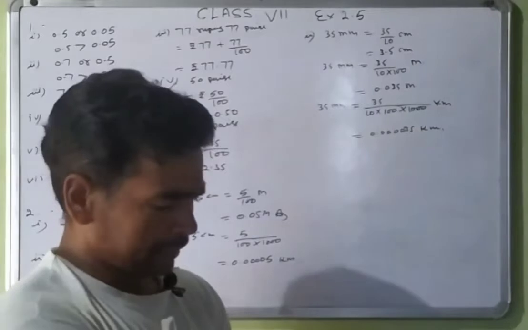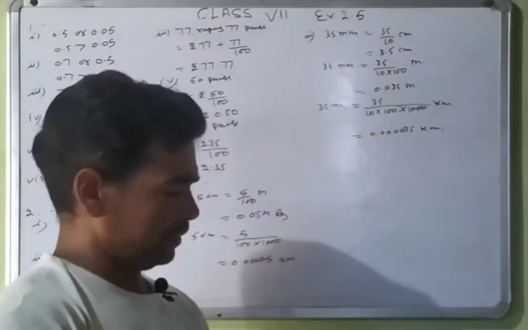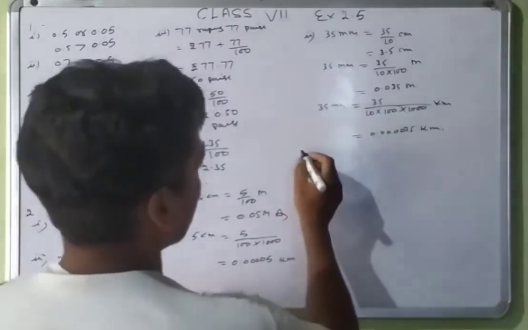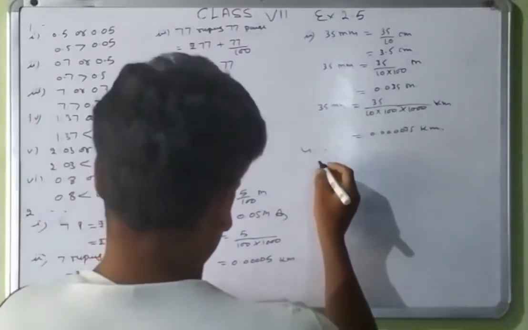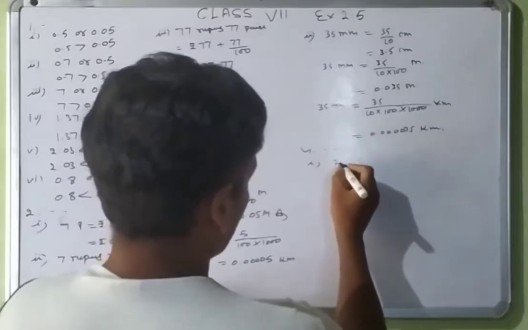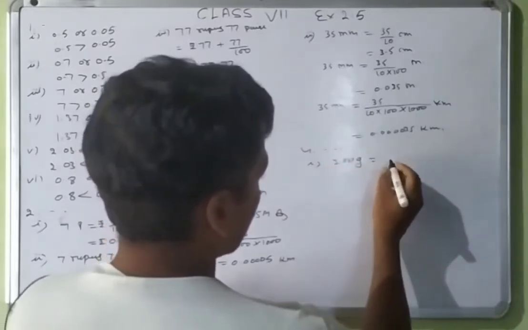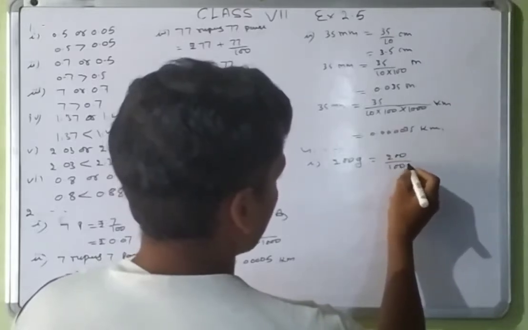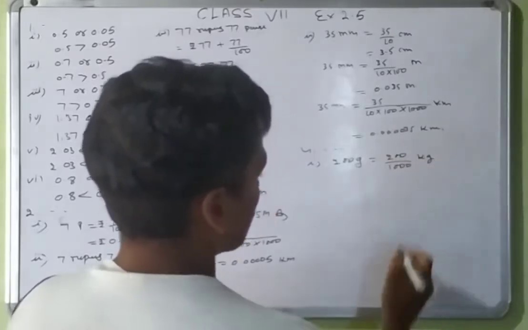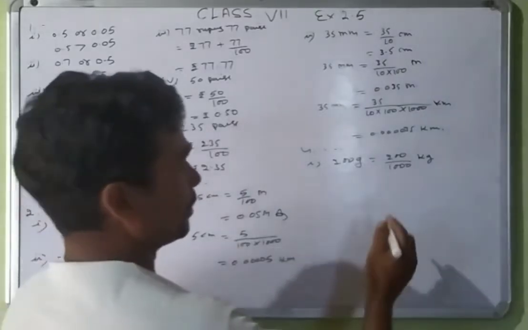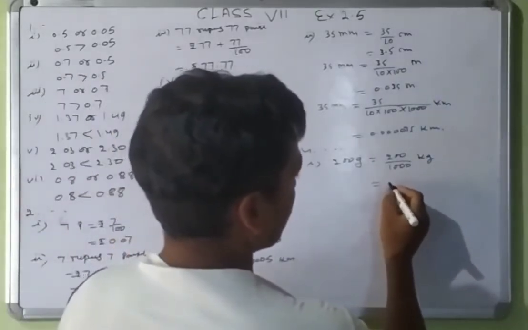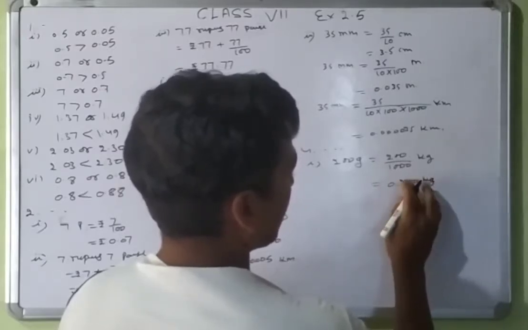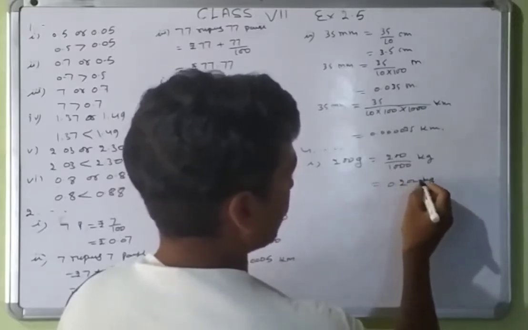Now the next question, fourth, express in kg. First, 200 gram is equal to 200 upon 1000 kg, because 1 kg is equal to 1000 gram. So that will be 0.200 kg, or you can write this one like this also, right?